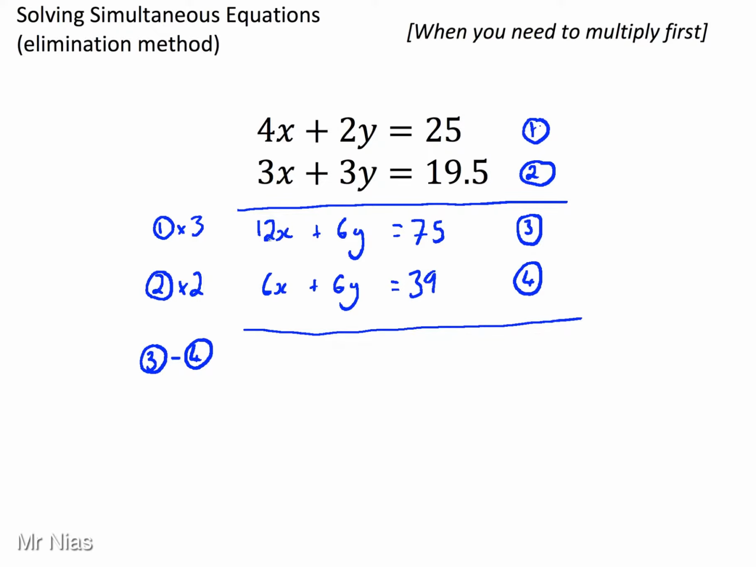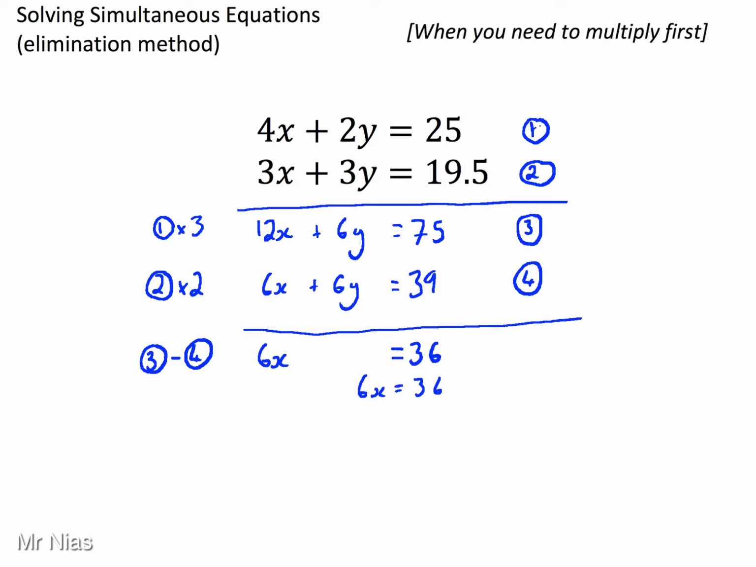Right, so back on familiar ground, 12x take away 6x leaves 6x. 6y take away 6y leaves nothing, and that's what I was aiming to do. Put in my equal sign. 75 take away 39 leaves 36. Let's neaten that up. 6x equals 36.